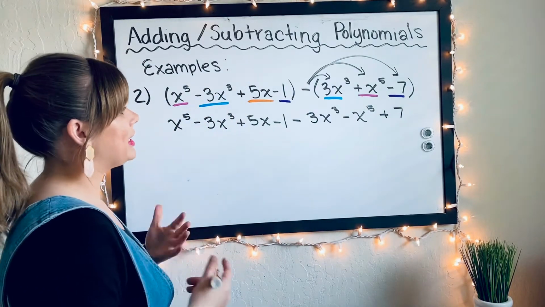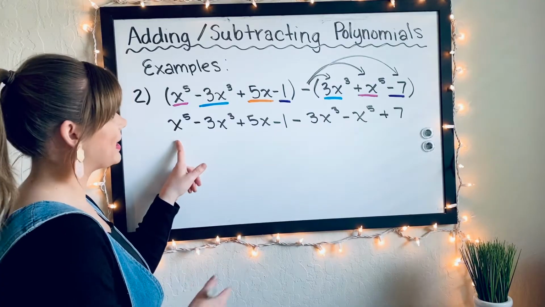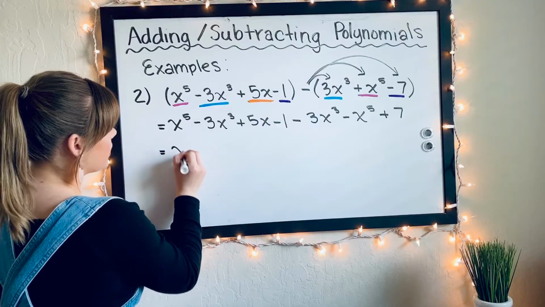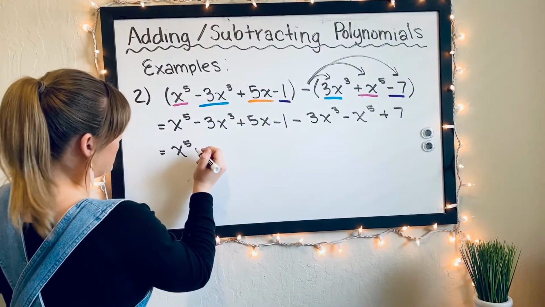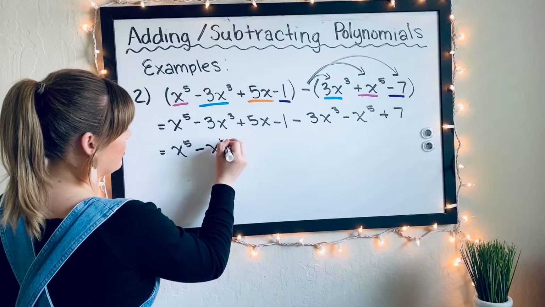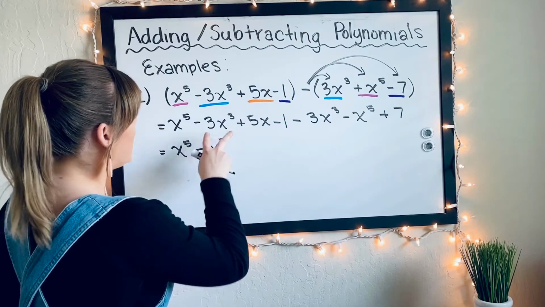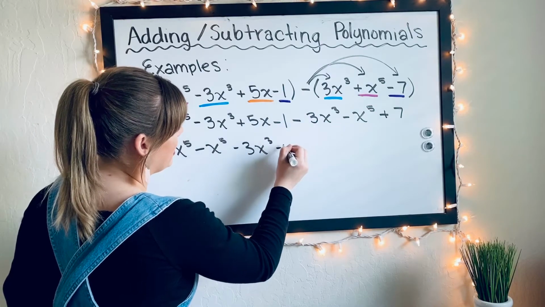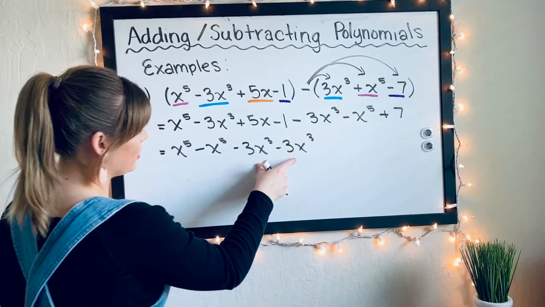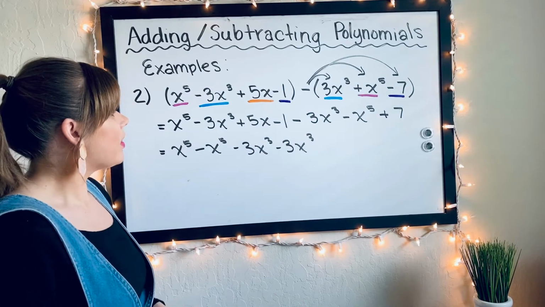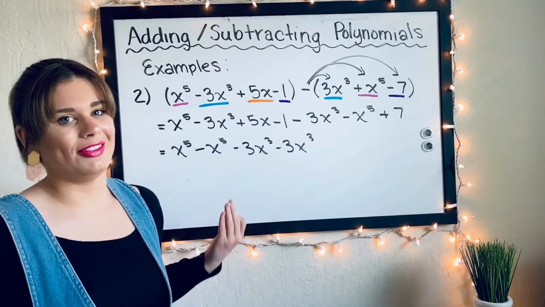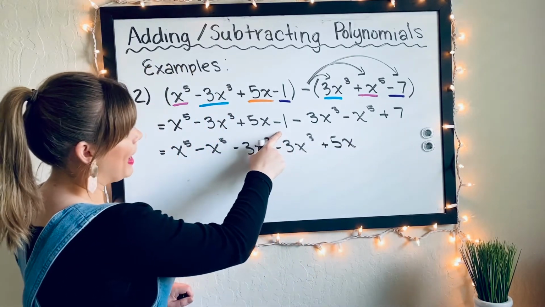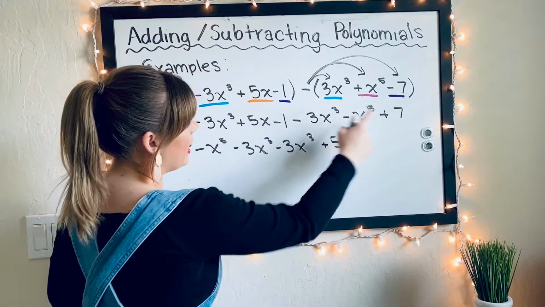Okay, so now I just need to take all these terms and combine them. So my x to the fifth and an x to the fifth. So I'm going to reorder. So I have x to the fifth minus this x to the fifth. Okay, and then I have this minus 3x cubed, and then minus another 3x cubed. I'm just reordering so all my like terms are together. And then I have this plus 5x. I don't have any other x's to combine with that one. Okay, then I have a minus 1, and then a plus 7.